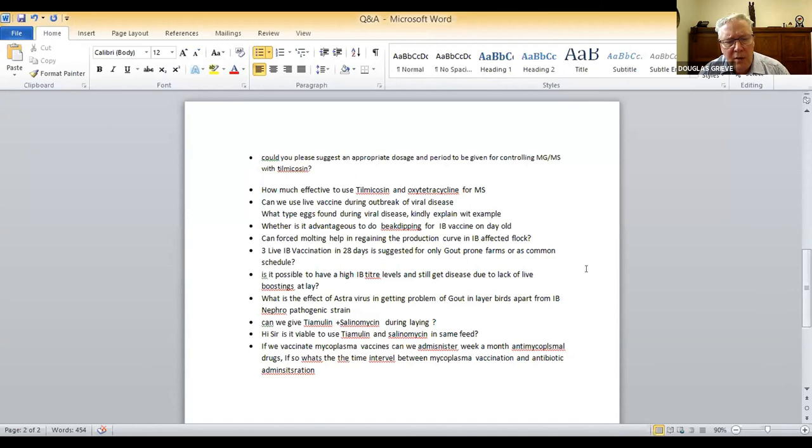It's not a guaranteed result, but I think taking the birds out of production, making that oviduct not really a target of the pathogen so much anymore, could have benefits for the production curve. Anything more? Anything you want to add?